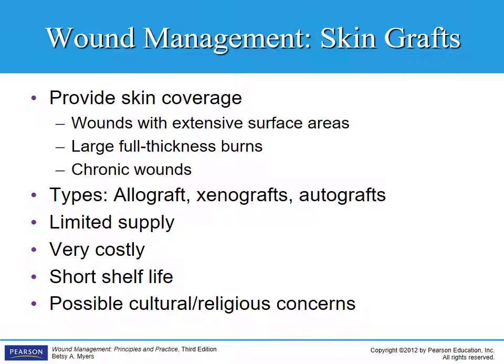There's skin grafts. You have to be very careful about skin grafts and treat them with care because they are very expensive. There's allografts, xenografts, and autografts. Allografts are coming from another type of donor. A xenograft is coming from a human donor, and an autograft means it's coming from yourself. So it's your own tissue. These are very costly, limited supply. They have a very short shelf life, and some people have religious or cultural concerns related to skin grafts.